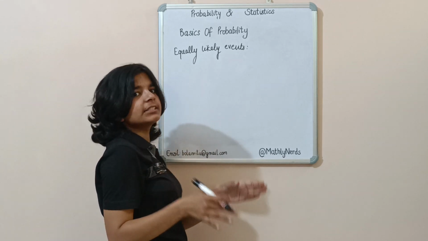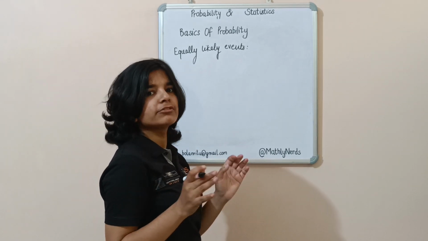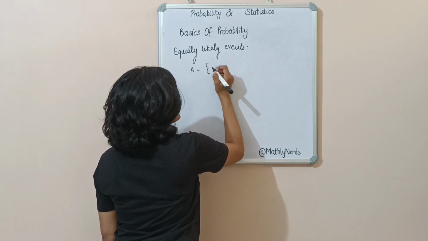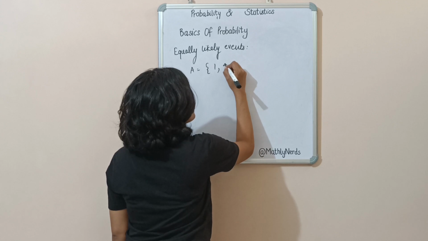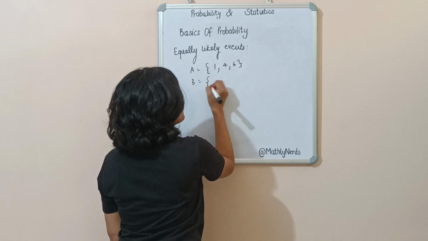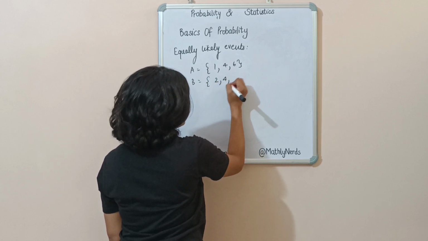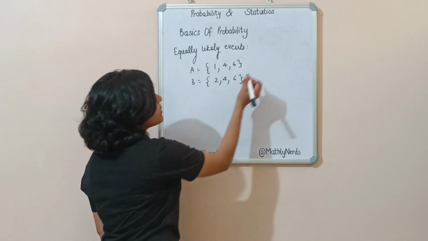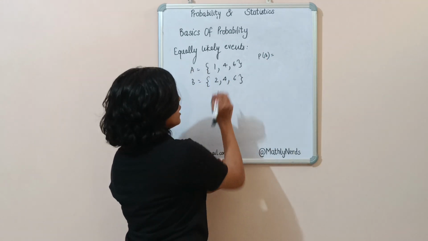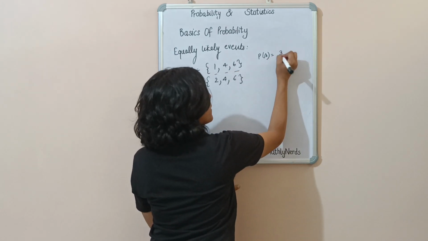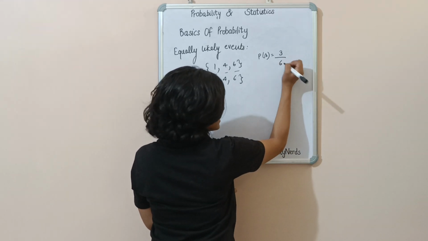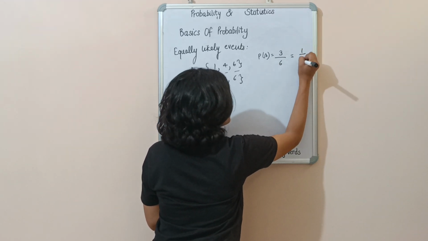Equally likely events are the events which have the same probability. For example, if A is getting a number from 1, 4, 6 on rolling a die, and B is getting a number from 2, 4, 6 when rolling a die. So what is the probability of A? Probability of A is equal to the number of favorable outcomes, which are 3, by the total number of outcomes, which is the size of the sample space, which is 6. So our probability is 1 by 2.